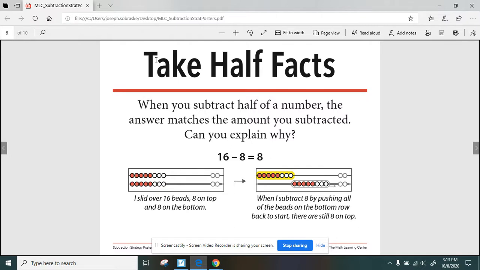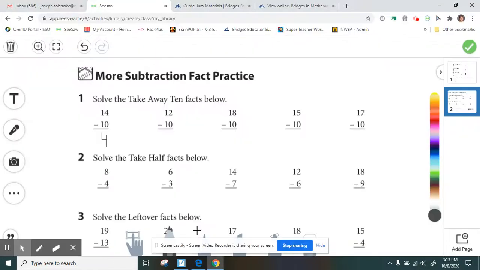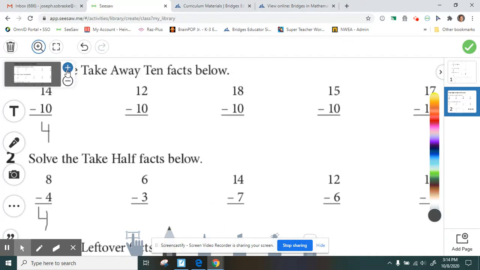So if you memorize your doubles in addition, then you're automatically going to know your take half facts. So 16 minus 8 equals, so if you have 16 right here, and you take 8 away, you're going to remain with 8 left. So that's why it's important to memorize your doubles. So I know that 4 plus 4 equals 8, so 8 minus 4 is going to equal 4. All the rest of these are going to be take half facts. So if you notice that pattern, 4, 4, 8, maybe you can figure out a pattern for the rest of those.